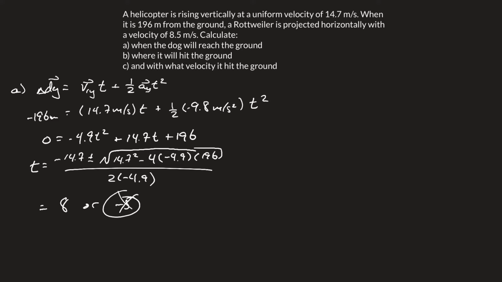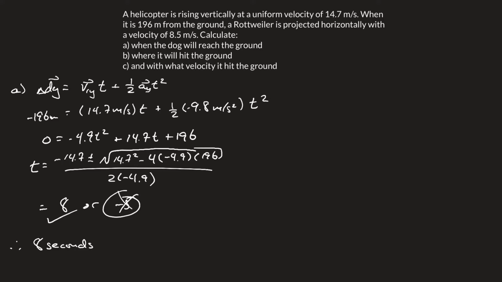Now, of course, negative 5 isn't good. We don't have negative time, so it's got to be positive 8. So that's 8 seconds. It takes 8 seconds for this dog to reach the ground after flying from the helicopter. So therefore, and you can give a statement, 8 seconds.